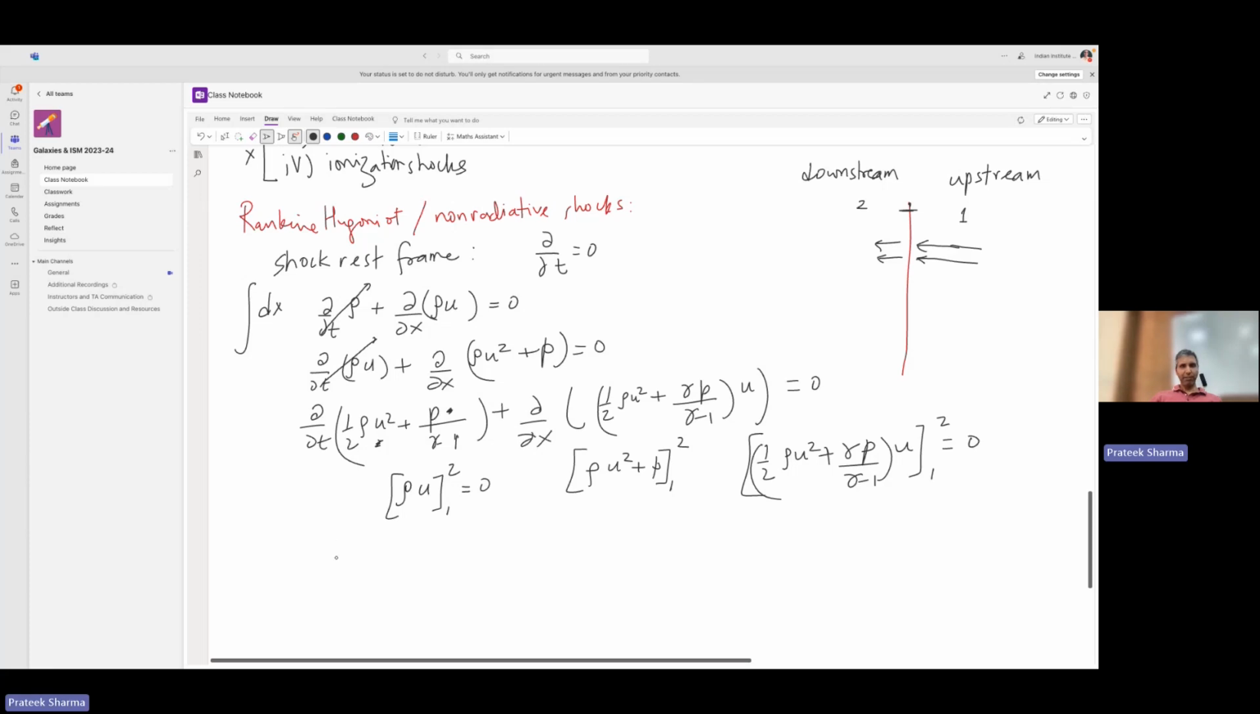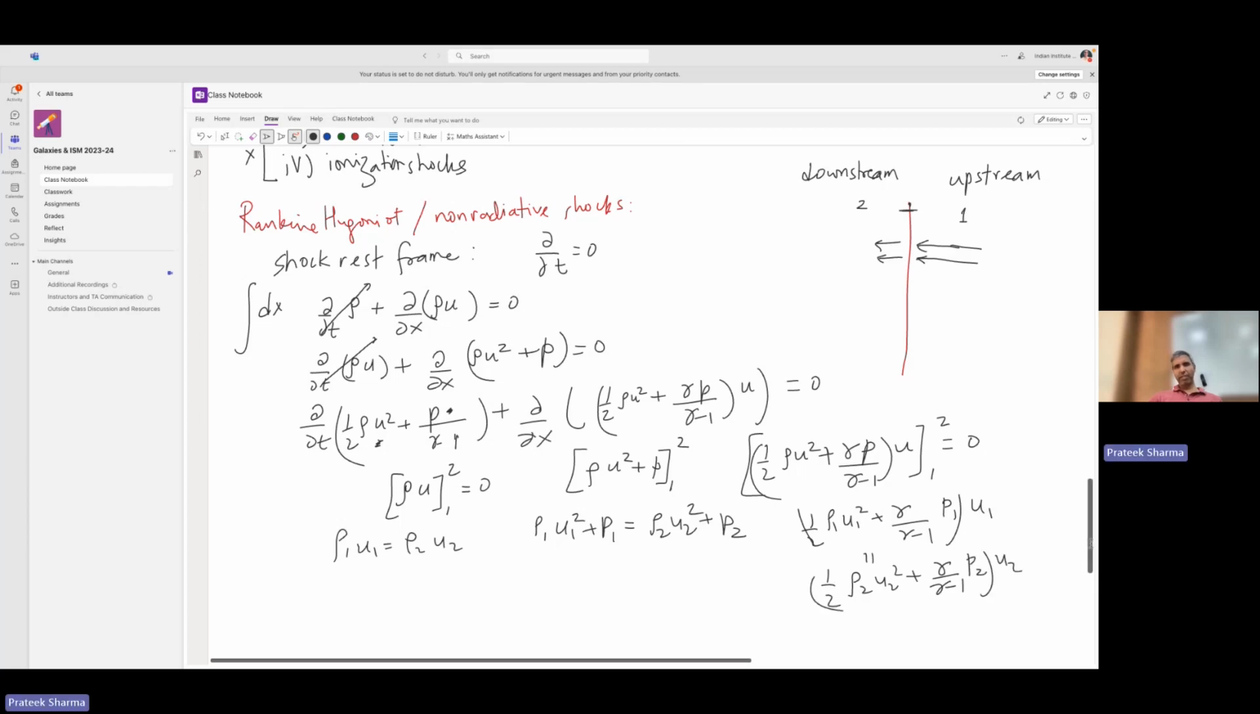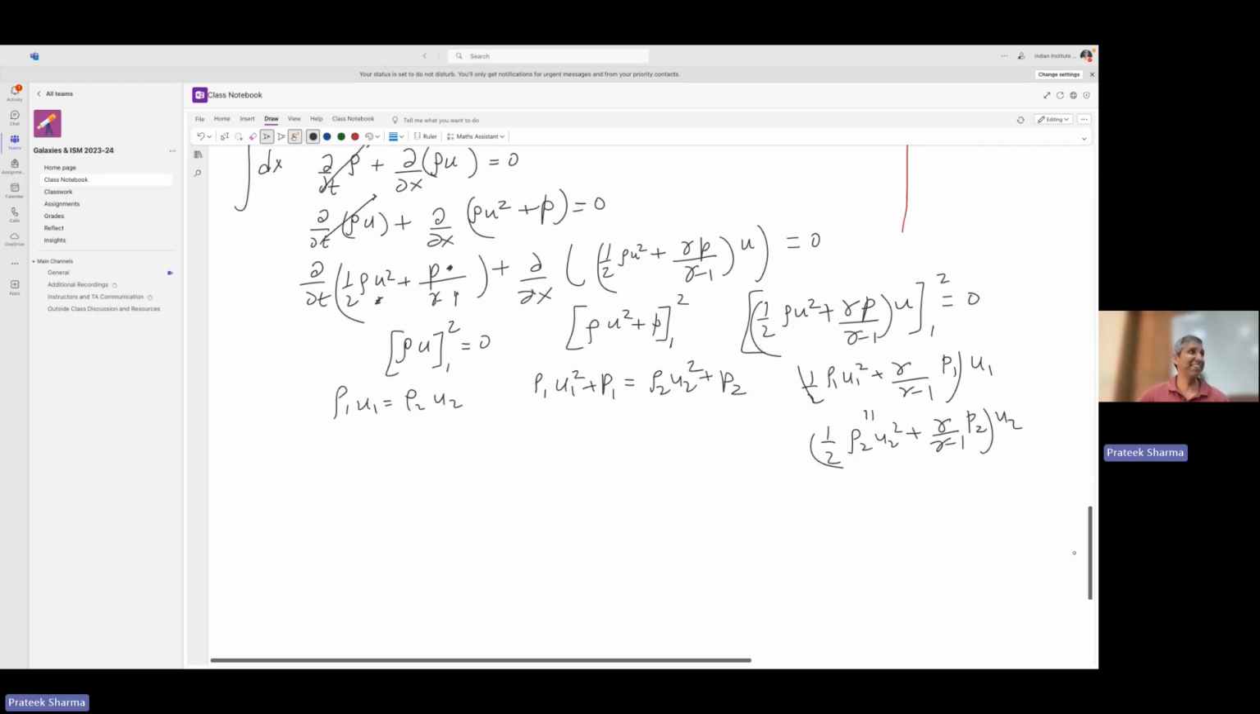If you write it out, rho 1 u 1 is equal to rho 2 u 2; this is just the first equation. Rho 1 u 1 squared plus p 1 equals rho 2 u 2 squared plus p 2; this is the second equation. Half rho 1 u 1 squared plus gamma by gamma minus 1 p 1, times u 1, is equal to half rho 2 u 2 squared plus gamma by gamma minus 1 p 2, times u 2. This is an area in which I do research, so if you have any questions about shocks ever, you can come and talk to me. I think I will be able to help you.